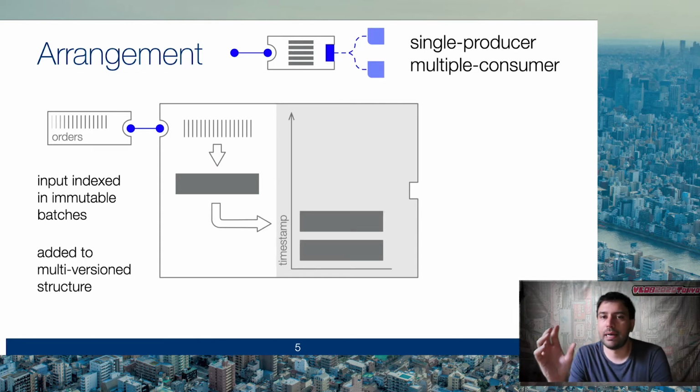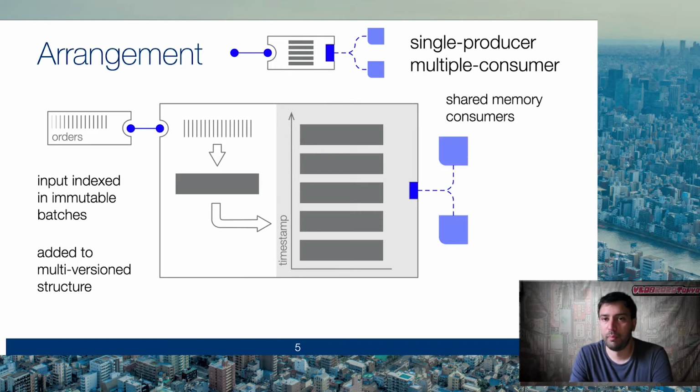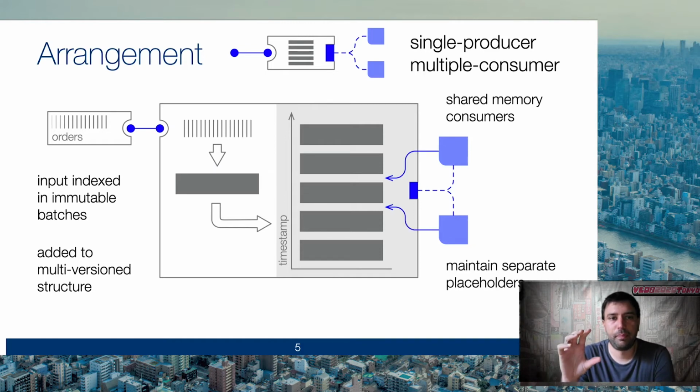The arrangement then adds each newly created batch to a multi-version data structure. As new data comes in, index batches are constructed and added to the data structure. The operators that need access to this data can read the immutable batches through shared memory without the need for explicit coordination.